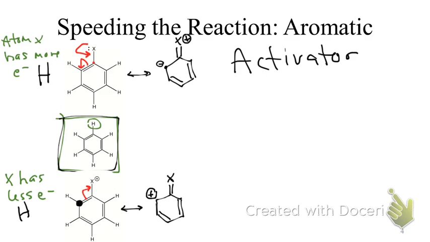For the bottom one, what did we do? We took electrons away from the ring. We've slowed the reaction down. So we can call it a downer, right?